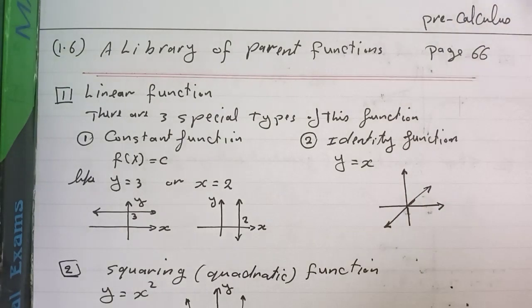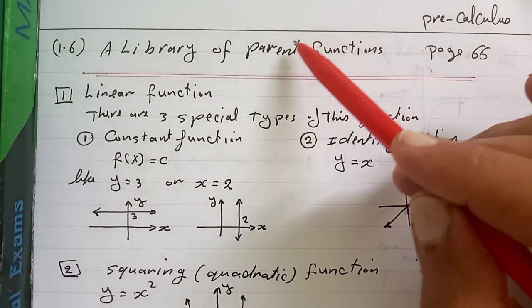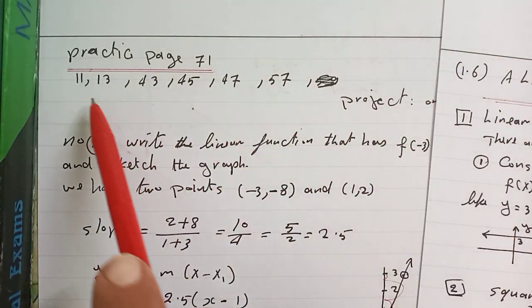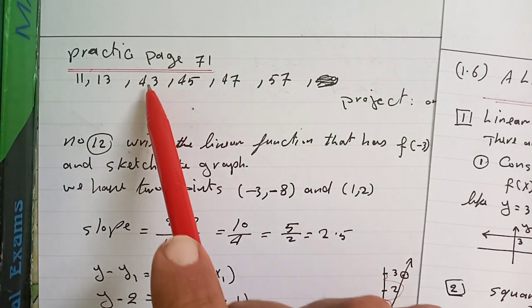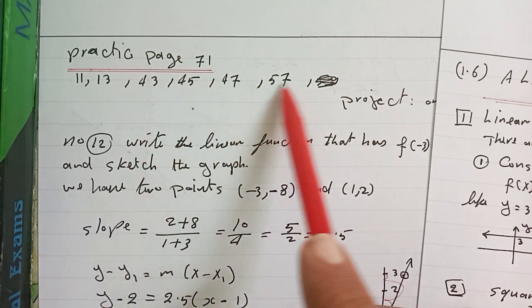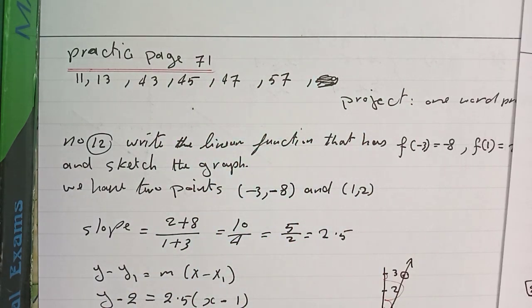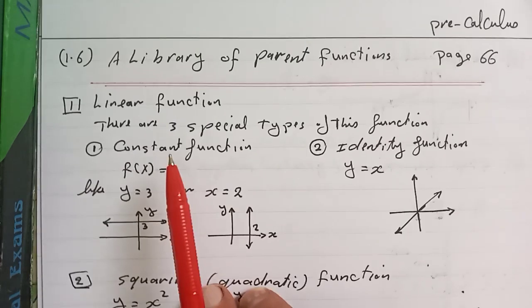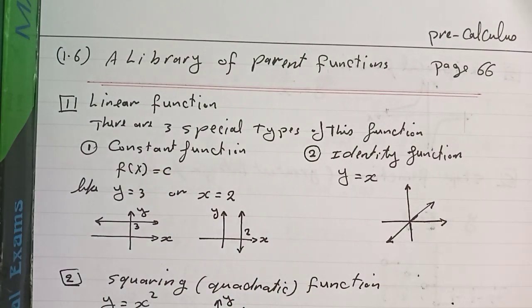Hello, grade 11. This is lesson 1.6, a library of parent functions, page 66. Your homework will be these numbers: 11, 13, 43, 45, 47, and 57. And the project is one word problem on page 71. Let's get started with the lesson.